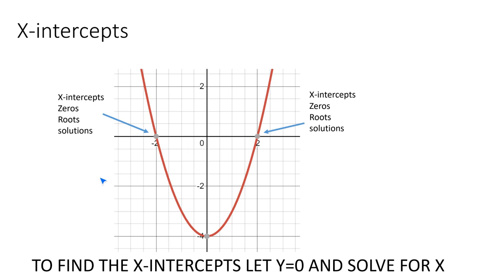So if you ever hear a problem or you read a problem and it says find the solutions, they want this point right here. Find the roots, find the zeros. They're all talking about the point where the graph crosses the x-axis. And in order to find those zeros, we let y equals 0 and then we solve for x.